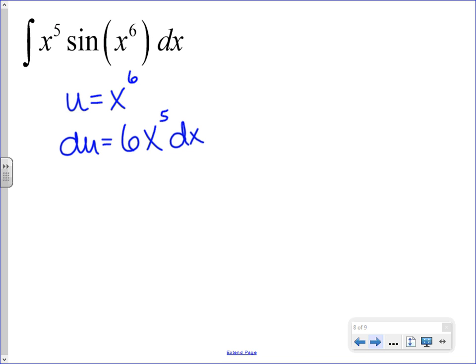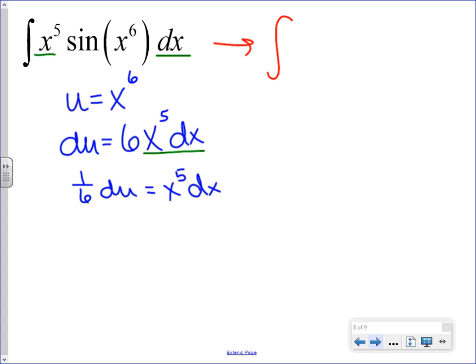So what Chris mentioned is, well, we have x to the fifth dx, but we don't have that 6. So what do we do with the 6? We divide it over. So 1/6 du is the same as x to the fifth dx. Remember, we're making substitutions. We have to be exact.